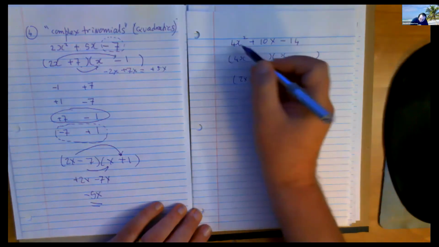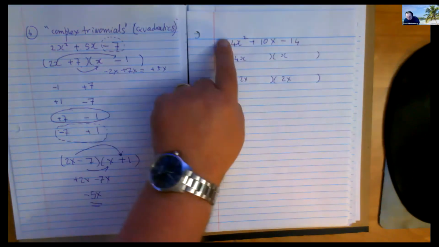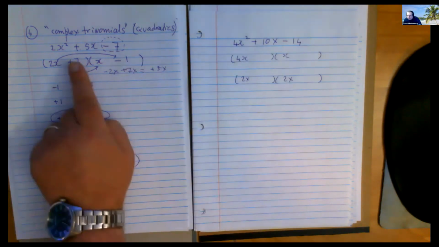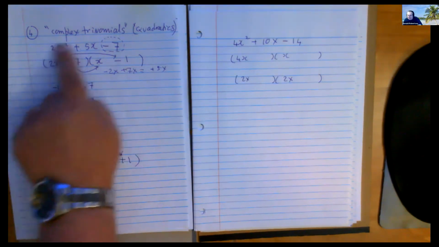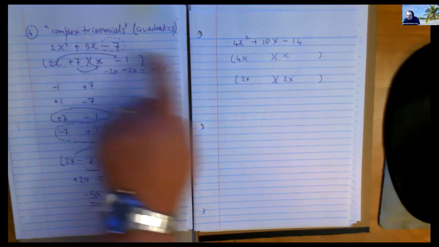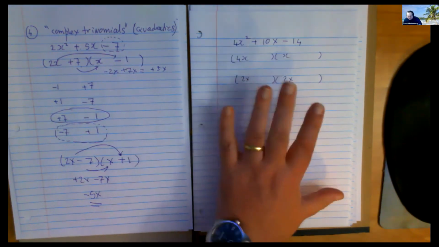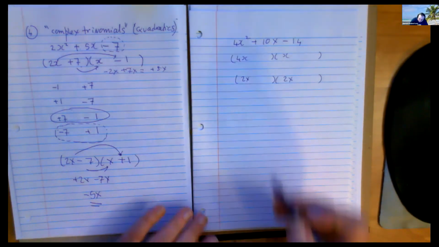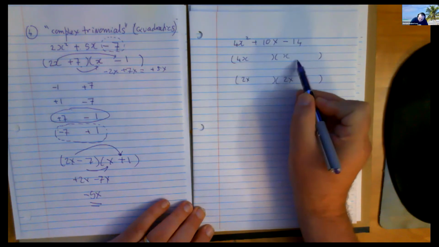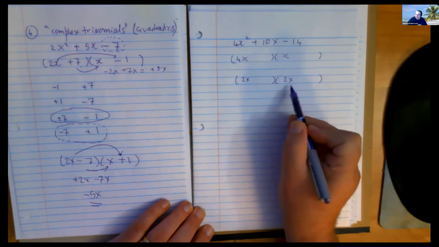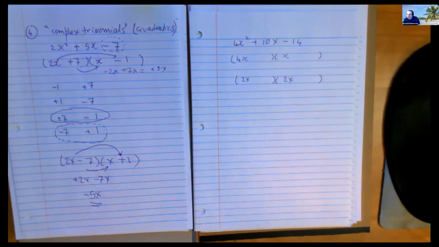So let's look at this one, which is kind of at the horrible stage, right? This is at the beginning of the complex ones. This is like towards the end of difficulty. So do you want me to go 4x and x, or do you want me to do the 2x and 2x split? Which one do you want me to do?